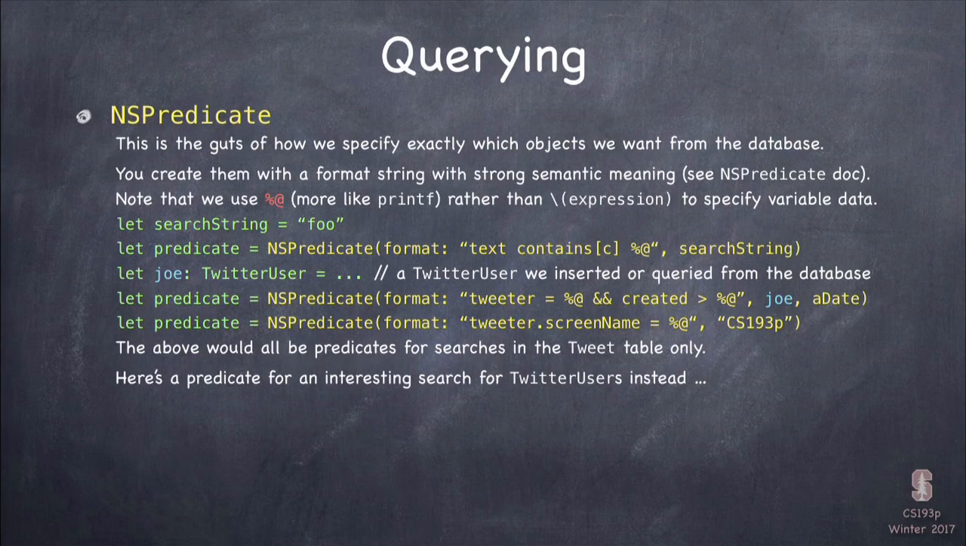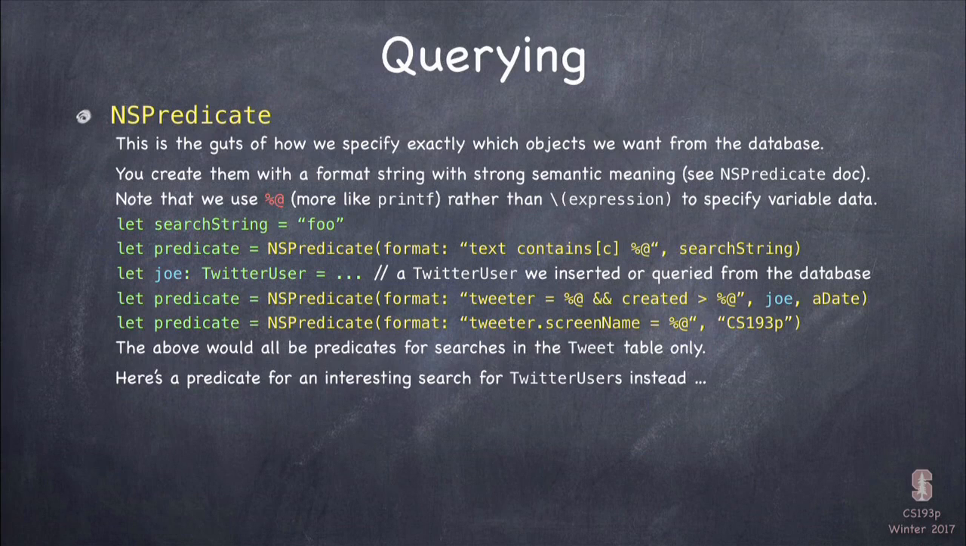And %@ is a substitution variable, and I have to give its value at the end, and so I'm substituting search string. Note that I can't say text contains foo. I have to say text contains %@, and then put something at the end there. So that's an obvious one. I'm searching for all my tweets that contain foo.